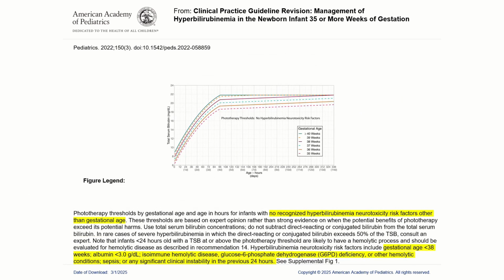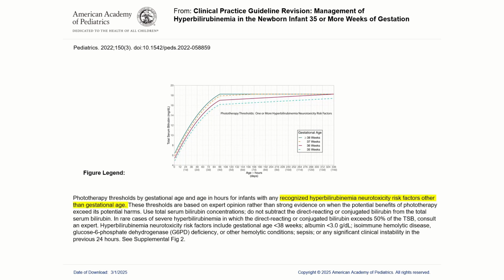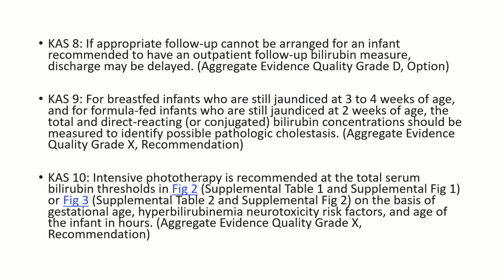The updated nomograms, however, offer a more refined week-by-week risk stratification for phototherapy threshold. This particular nomogram outlines cutoffs for neonates who have no neurotoxicity risk factors other than their gestational age. In contrast, this one provides week-by-week risk cutoffs or stratification for infants with additional neurotoxicity risk factors such as hypoalbuminemia, any type of hemolytic disorder, sepsis, or any significant clinical instability in the previous 24 hours. We've covered these risk factors in detail in our previous lecture.